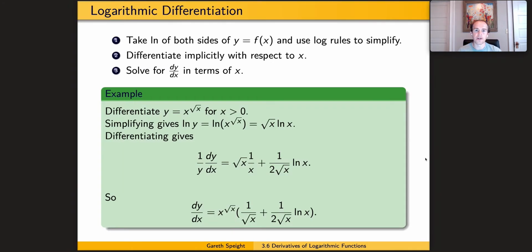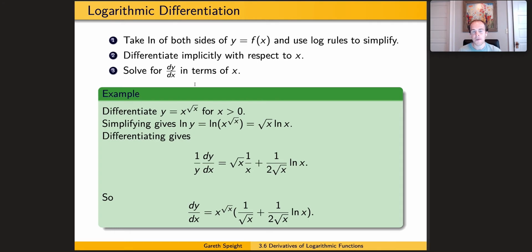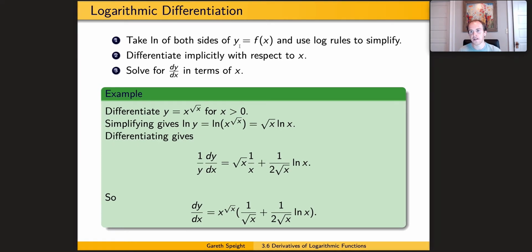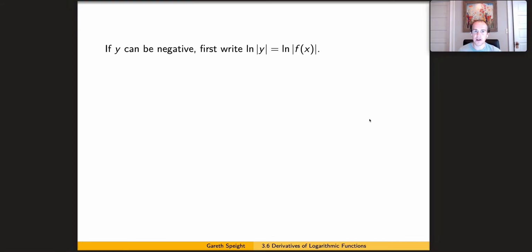Okay, so here we were assuming, by the way, that x is positive, or y is positive, right? Here, x to the power of square root x, if x is bigger than 0, y will be positive. If we are taking ln of both sides, well, ln of negative numbers don't make sense. So this would only work for y bigger than 0. So what should we do if y is negative?